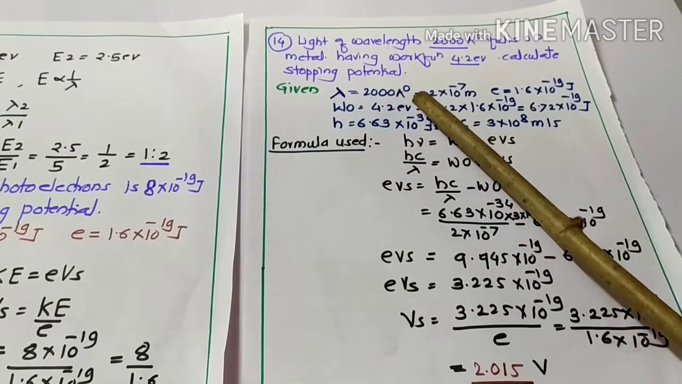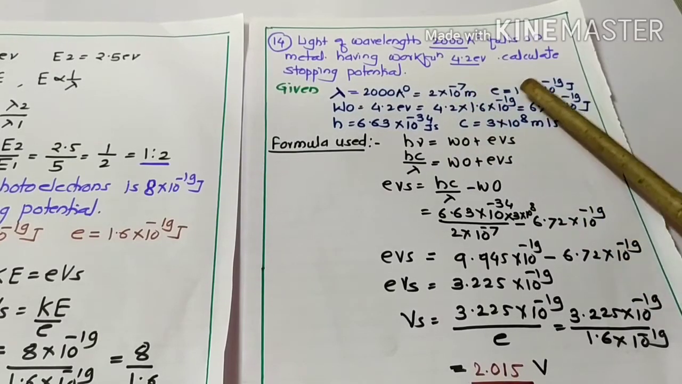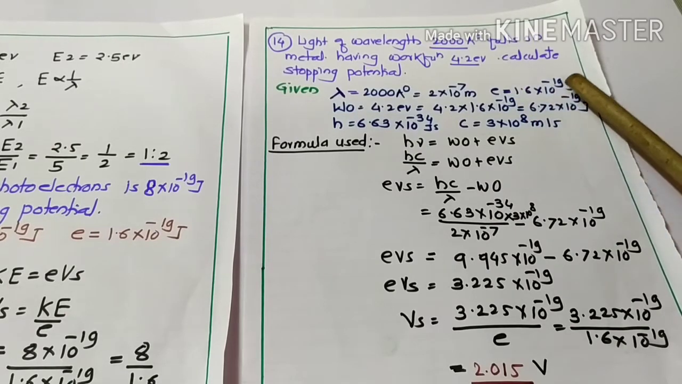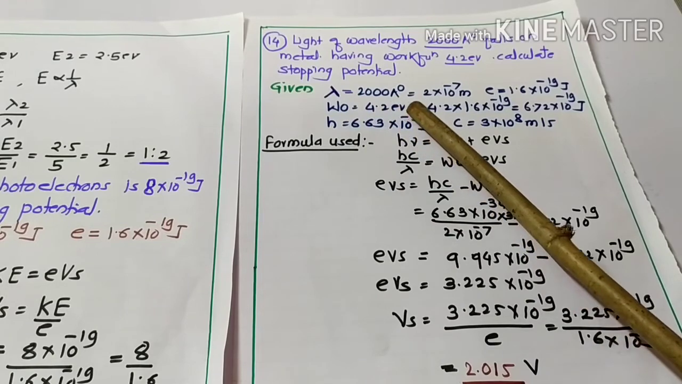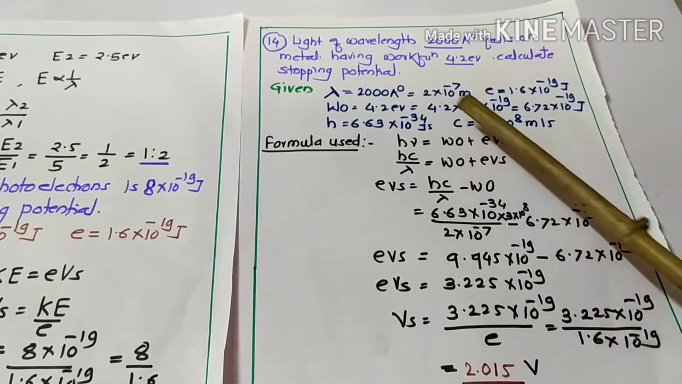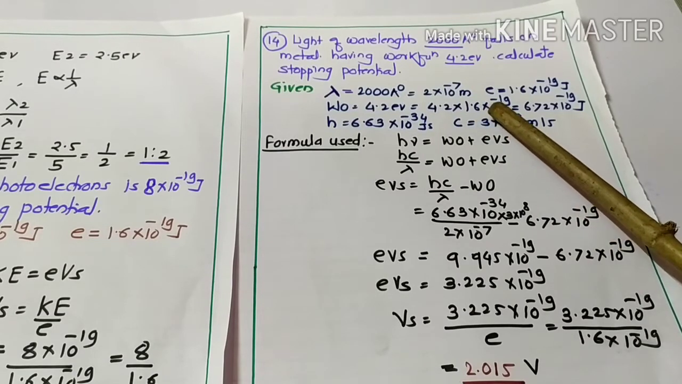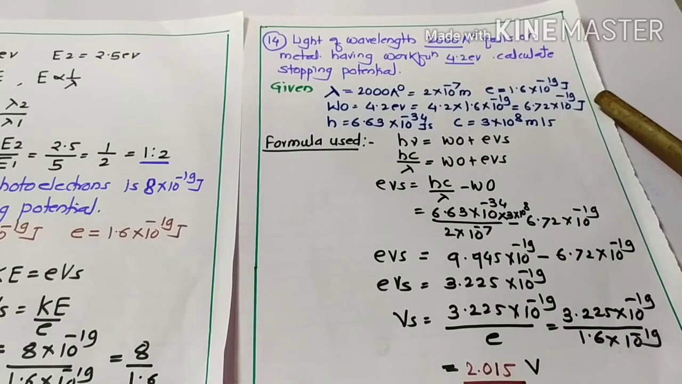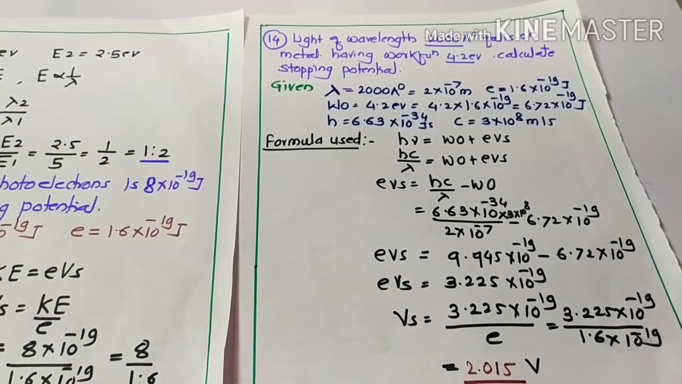Convert lambda into meter, that is 2 into 10 raised to minus 7 meter. Then we know that the charge of electron e is equal to 1.6 into 10 raised to minus 19. Then W0 is equal to 4.2 electron volt. Convert the electron volt into joule. Multiply 4.2 into 1.6 into 10 raised to minus 19. So the answer is 6.72 into 10 raised to minus 19 joule.